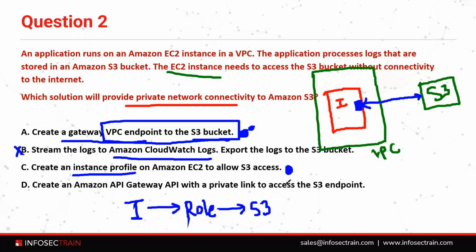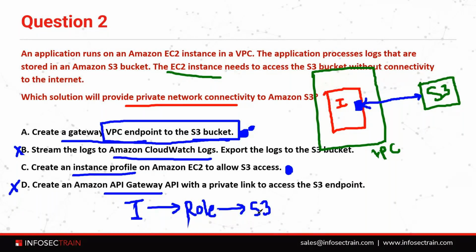Okay. Then in this respective part, it says create an Amazon API Gateway API with a private link to access the S3. API Gateway is a completely different concept, which is there for different use cases. If we proceed further, I will be telling you about that. It has nothing to do with the data transfer, okay? That's the thing. So this is also not the one. So we have a tie between A and C.